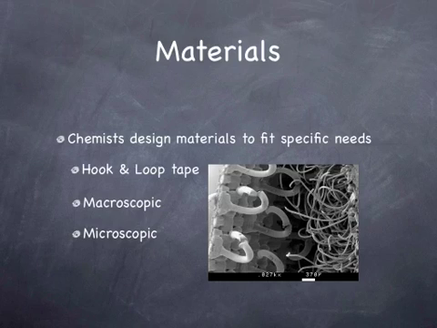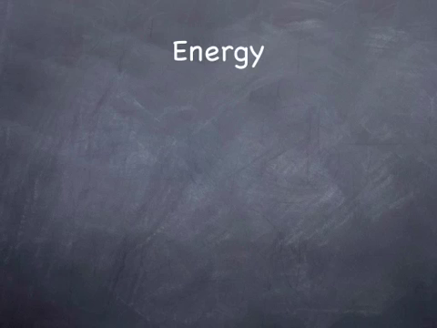Now, typically I think of microscopic as something that you couldn't see without a microscope, so I probably wouldn't call the hook and loop tape microscopic. But microscopic would be something like the size of cells and things like that, things at the atomic level. Nowadays, many computer parts and things are so small that you can't see them with the naked eye anymore. They're microscopic.